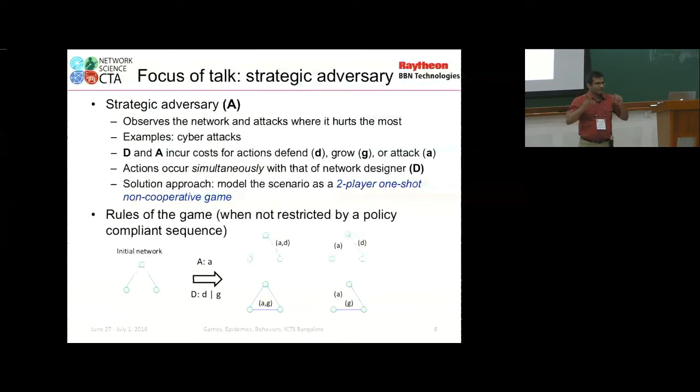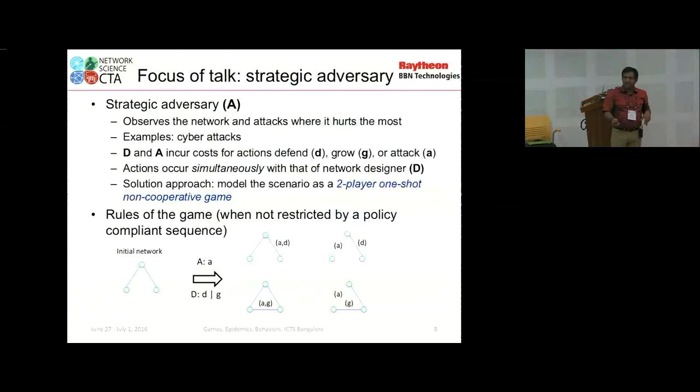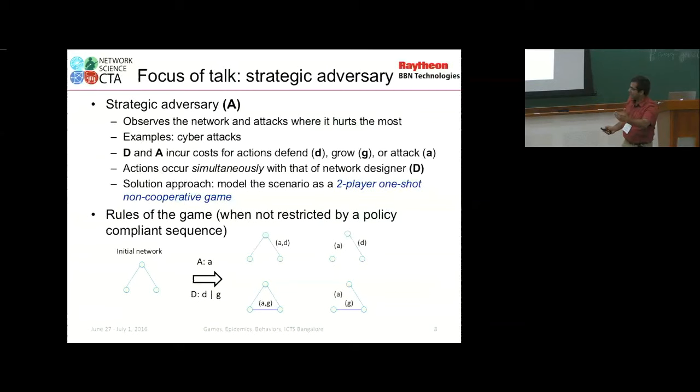So you have to say that you are protecting this link, and he also decides which link he wants to attack. Like in a cyber scenario, you don't know where the cyber criminal is going to attack, but you may want to shore up the protection at certain parts of the network. And it's a simultaneous move type of situation. So the simple situation one could see here is that you have this initial network scenario, the attacker action is attack A, and the designer action is either defend a link or grow the network.